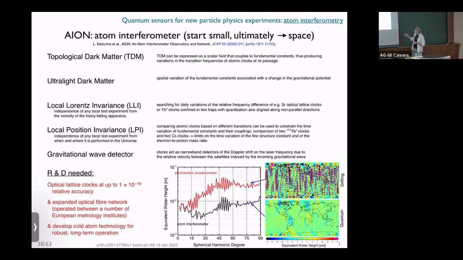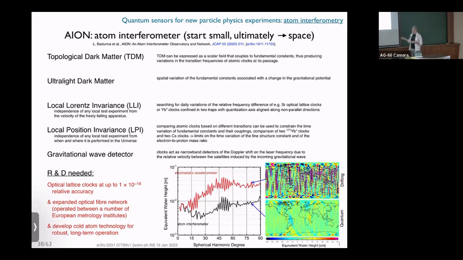You can search for dark matter, but you can also search for symmetry violations, such as local Lorentz invariance or local positional invariance. And of course, any detector that is building on the principle of acceleration measurements can also be used as a gravitational wave detector. So what you need for a large scale atom interferometer is optical lattice clocks that are stable at precisions of about 10 to the minus 18. You need to have an optical fiber network operated between different metrology institutes, and you need to have developed a technique that is robust and can be run for the long term without interventions.